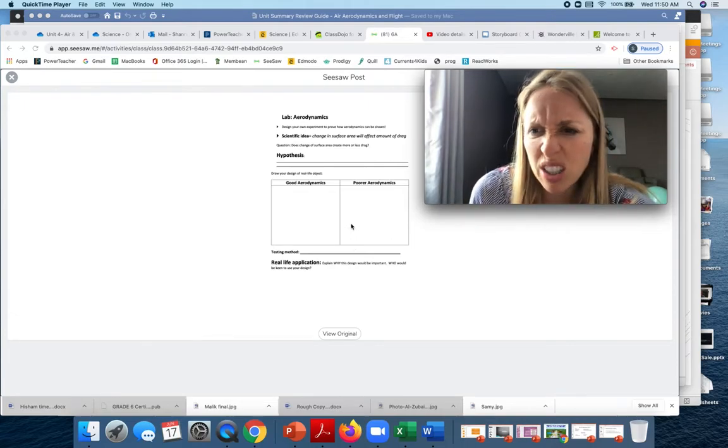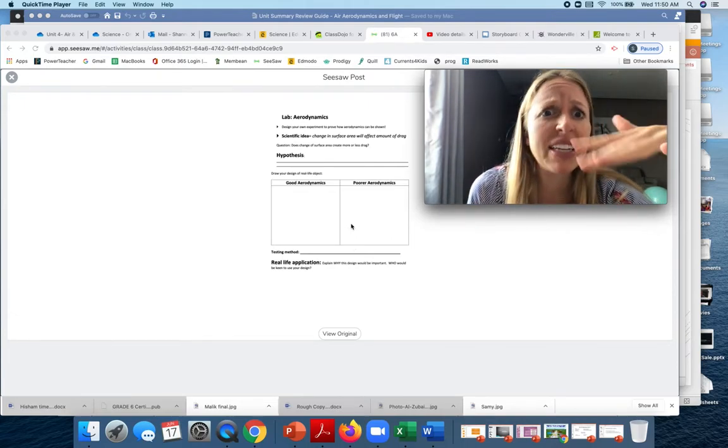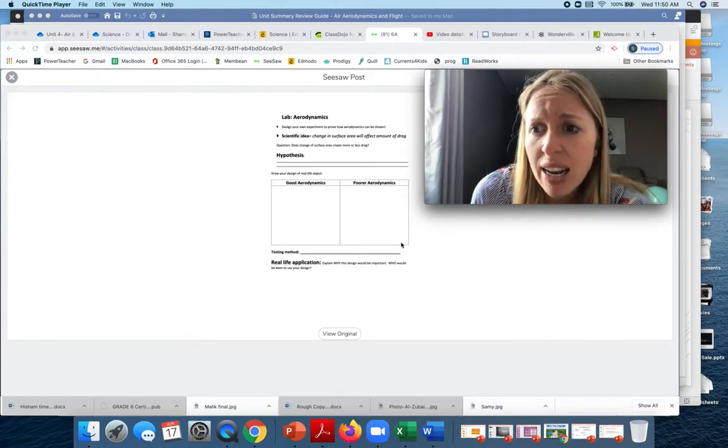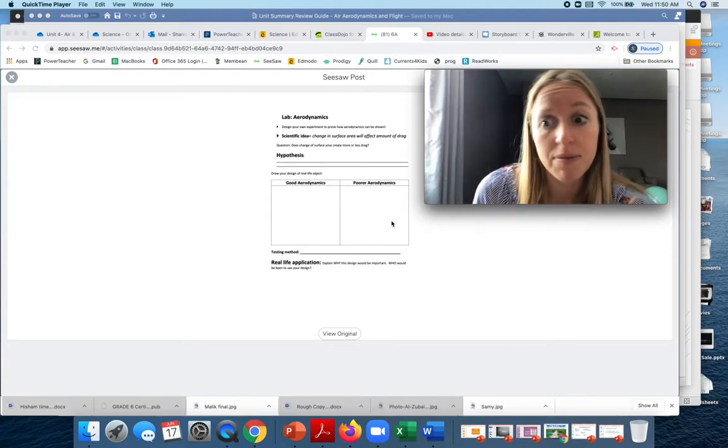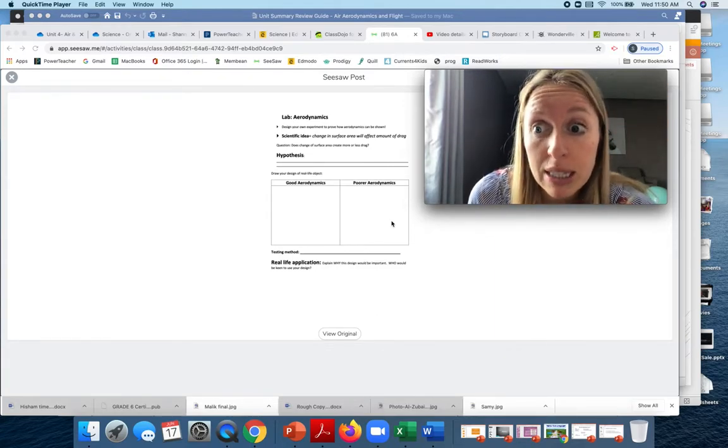Poor design: Model T Ford, invented forever ago, right? Poor design of a truck. Lots of block surfaces. Kind of looks like a box. Not going to move very fast, right? It's going to have more resistance.